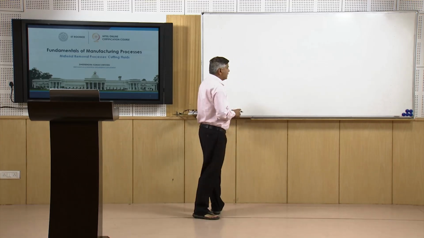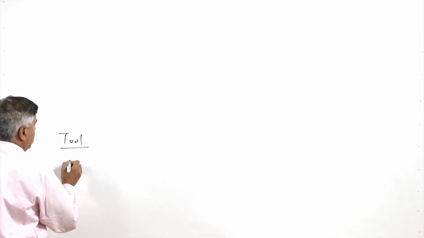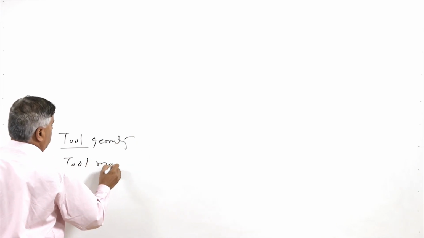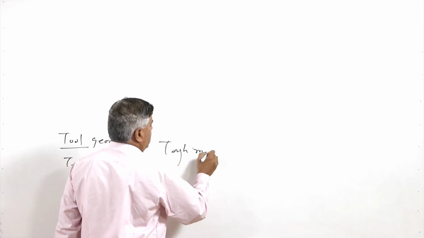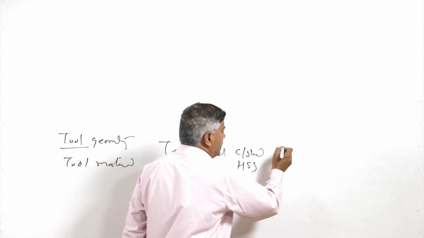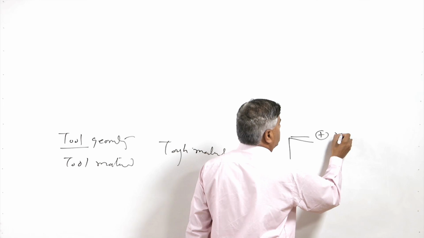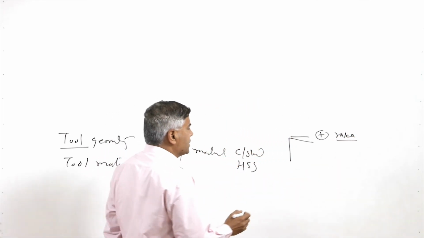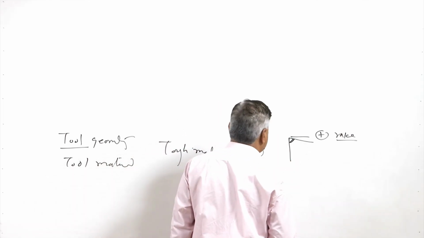And another aspect is about the relationship of the tool geometry and the tool material. Like the tough tool materials like carbon steel, high speed steel, these are normally made with the positive rake angle, because these are tough. So, they can sustain the cutting conditions even with the lesser cutting edge cross sectional area which is offered by the positive rake angle.